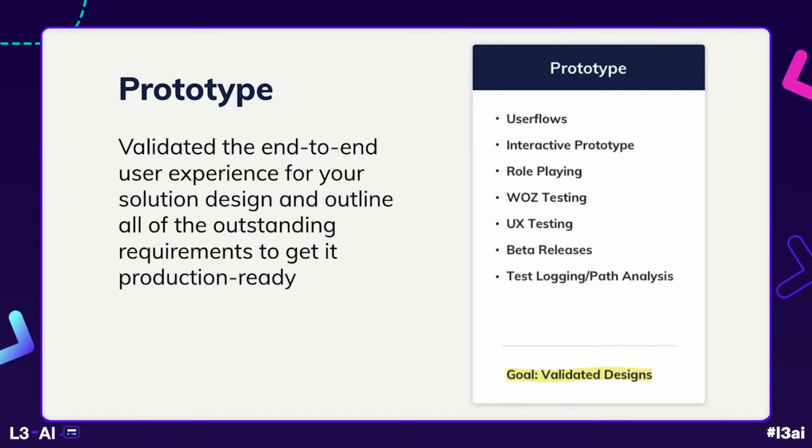In the next phase, you're really trying to validate the end-to-end user experience for your solution design, and also get an understanding of what outstanding requirements are there to get it production ready. The plays we see used a lot in this phase are full-on user flows, interactive prototyping, role-playing, WOZ testing, UX testing, running beta releases, and test logging and path analysis.